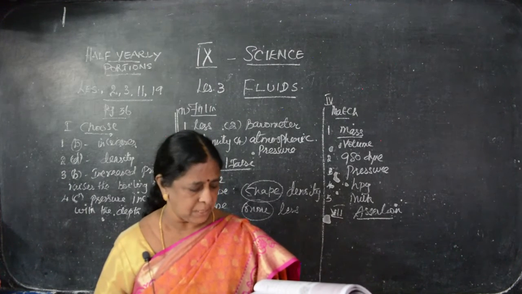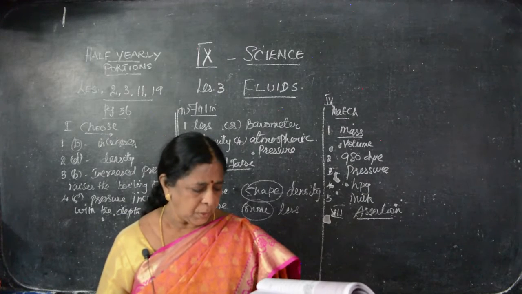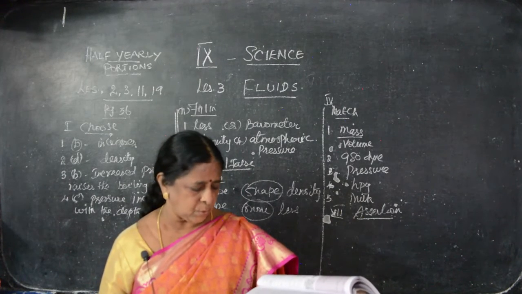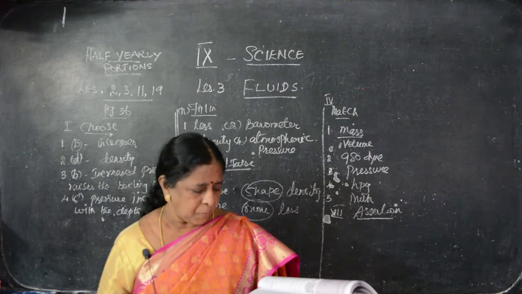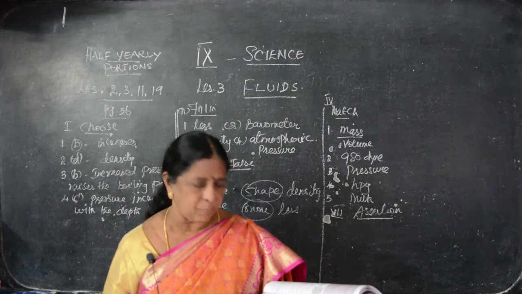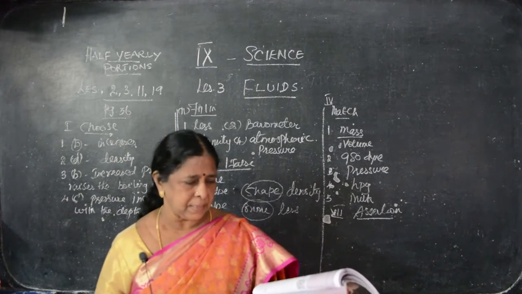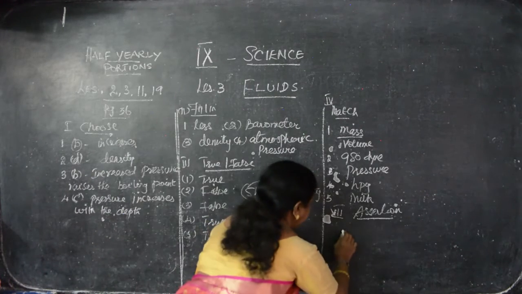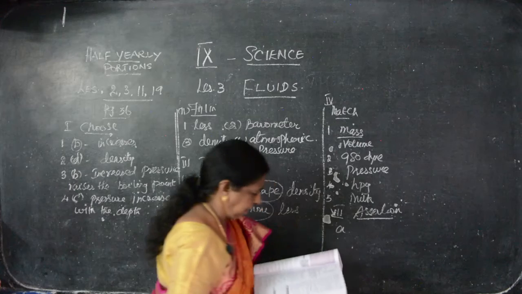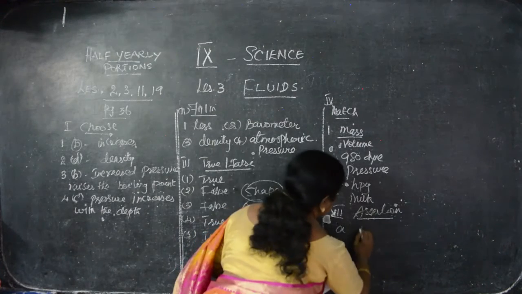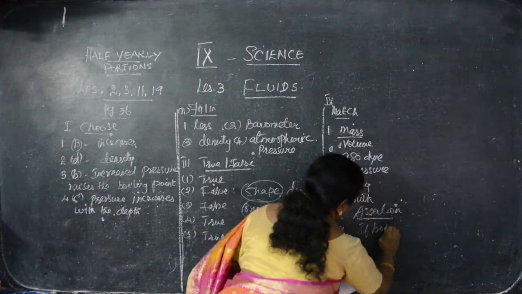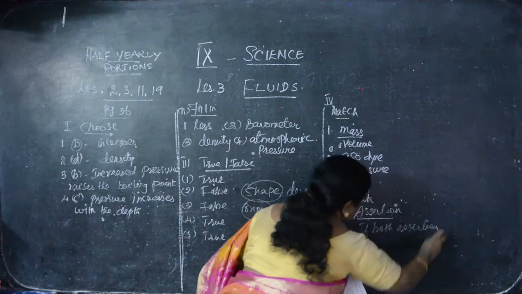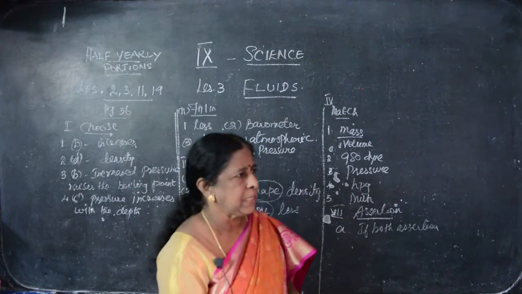Already in the first lesson we have seen. First one: to float, a body must displace liquid whose weight is equal to the actual weight. Reason: the body will experience no downward force in that case. So the answer is A. First one answer is A. What's the answer? If both assertion and reason are true, A answer you have to write.